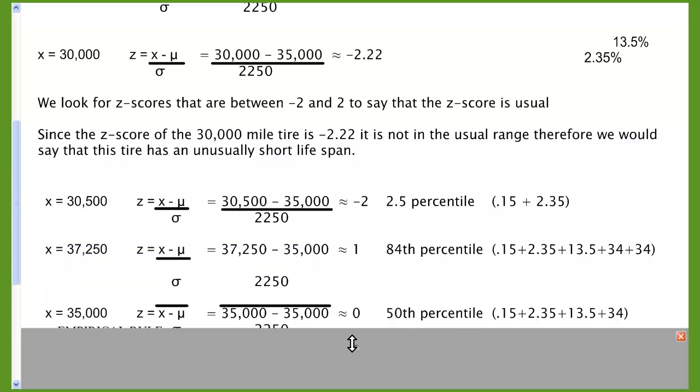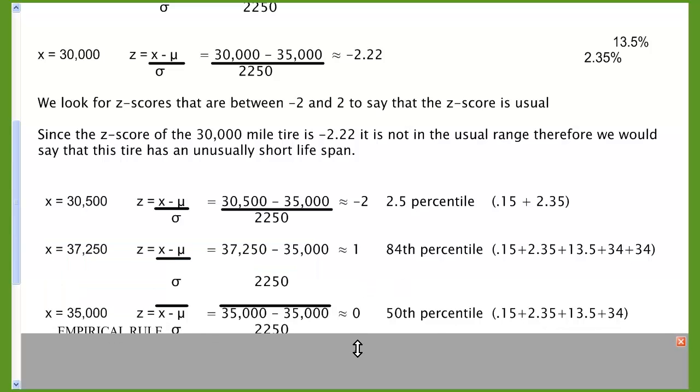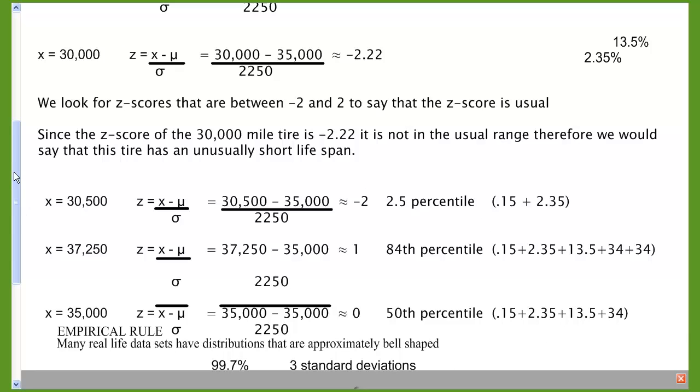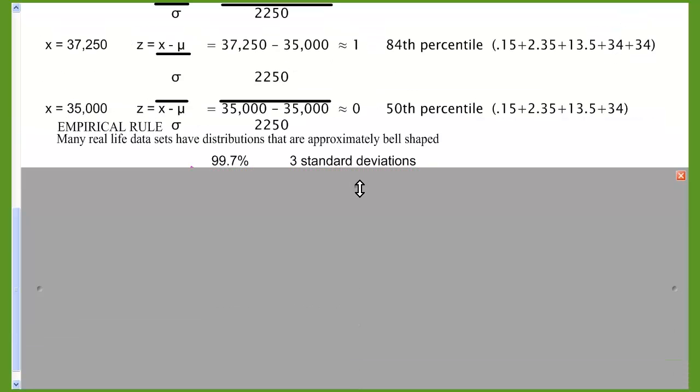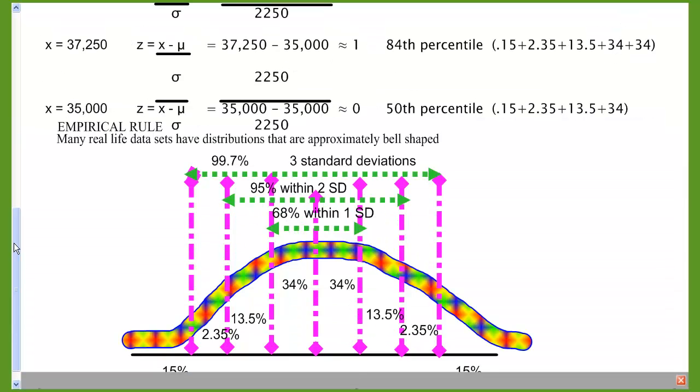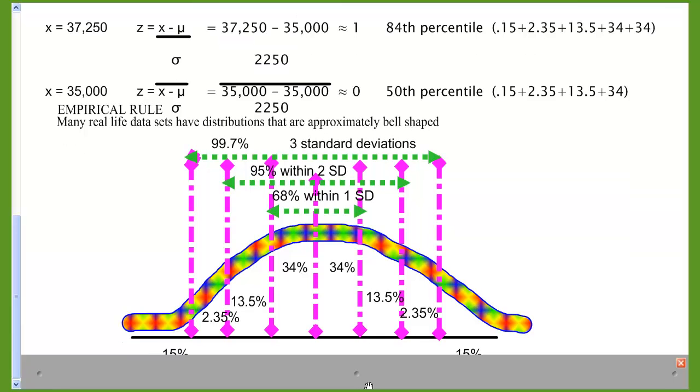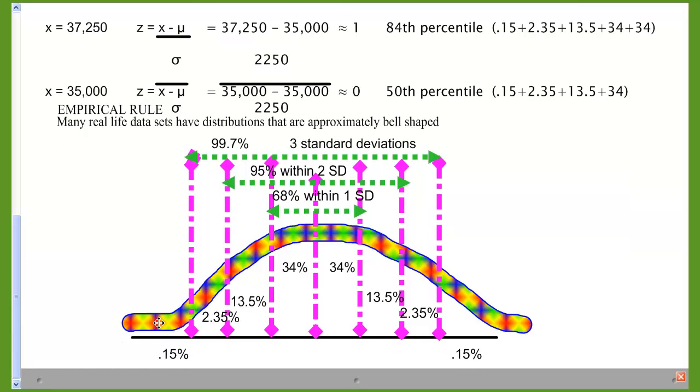And so what you're going to do is you have z-scores of 0, 1, and -2, and I'm going to show you where you get these percentiles by looking at the empirical rule. So let's take a look here at the empirical rule. The empirical rule is always going to be a bell-shaped curve, and in the middle this is your 50th percentile. And there's 34% that's one standard deviation on this side of the mean, and 34% that's one standard deviation on this side of the mean.